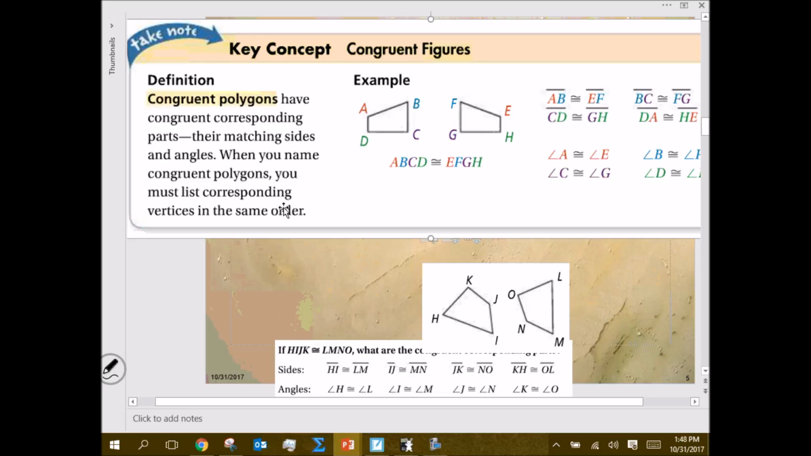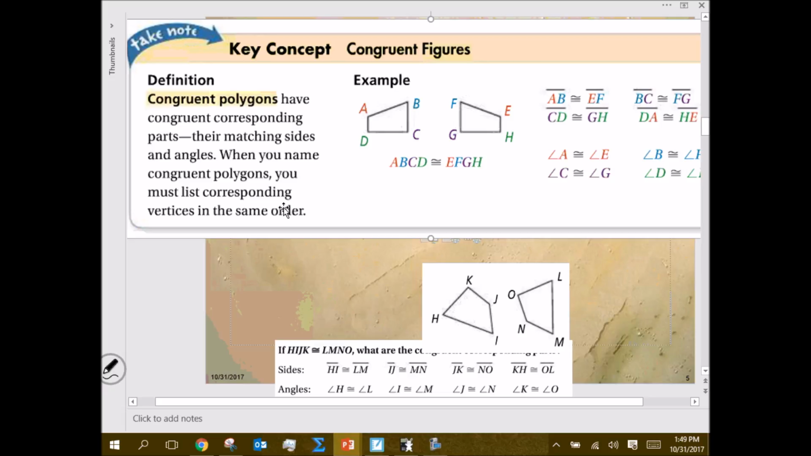But we're basically looking at triangles now, looking at quadrilaterals, looking at pentagons, those types of things. Okay? A lot of times called closed figures. Right? So a definition for congruent polygons is simply polygons that are congruent have corresponding parts that are congruent. Okay? Corresponding just meaning matching. Is that all right, everybody?